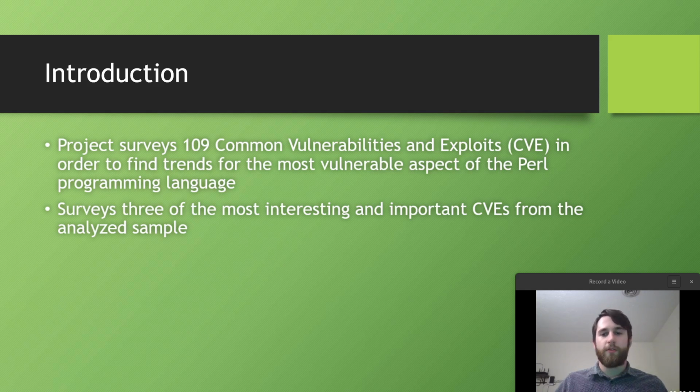So, introduction. Like I said, the project surveys 109 common vulnerabilities and exposures in order to find the trends for the most vulnerable aspect of the Perl programming language. And then I surveyed 3 of what I found to be the most interesting or important CVEs from the analyzed sample.